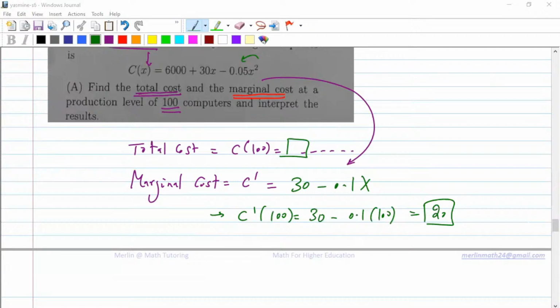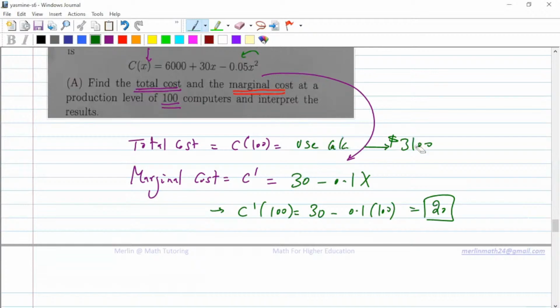You get 3,100, is it? I'm doing it. So use calculator, you get... I got 8,500. Is it 6,000 or 100? Yeah. So let me fix that. Missed the 0. So this would be 8,500. Yeah. Okay, so interpret.